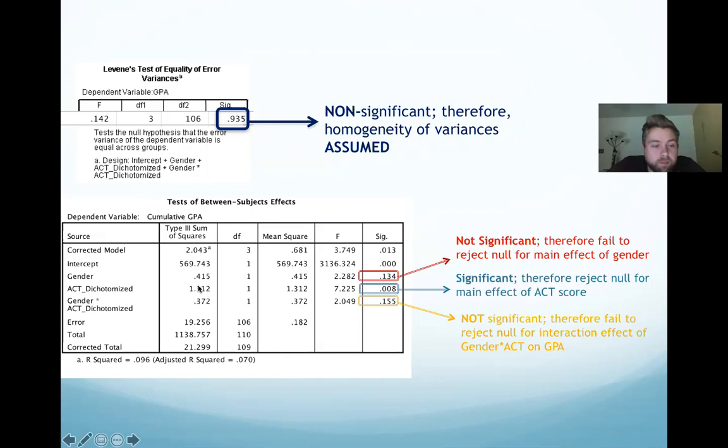Does GPA change based on ACT score? And that's, again, ACT score being higher or lower. The answer to that is yes, because we have a significance well below 0.05. We have 0.008. So that means that we reject the null hypothesis. So we now decided that there is a main effect, that for boys and girls, for men and women, higher ACT score and lower ACT score have different average GPAs. The interaction, though, is not significant, so that means we expect this to be the same at both levels.